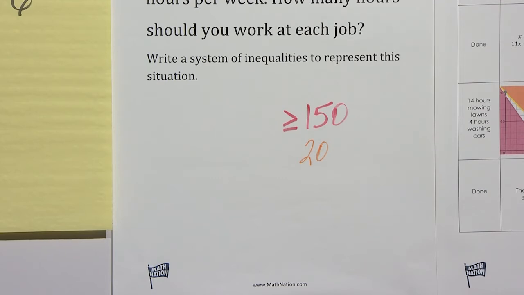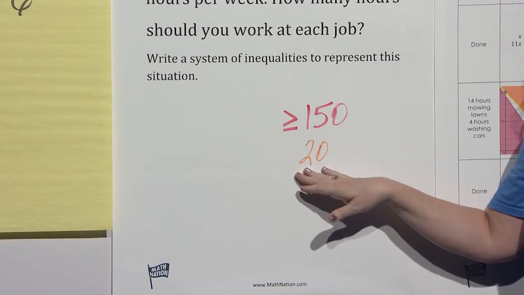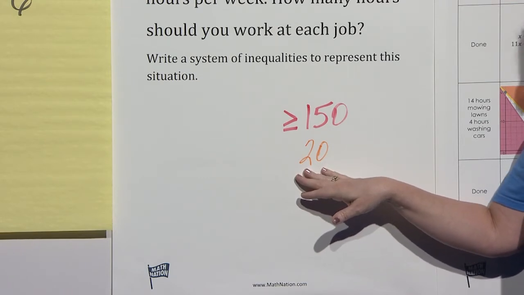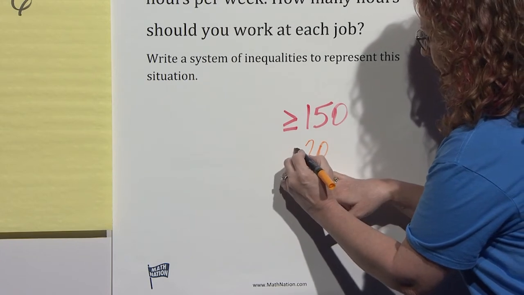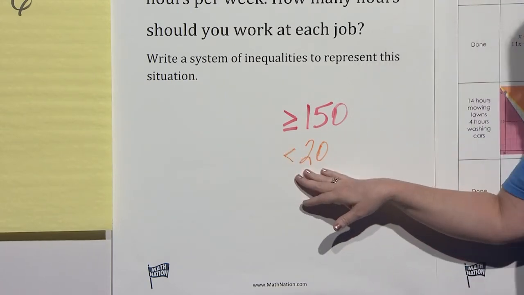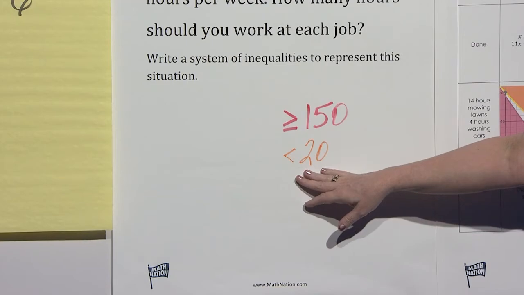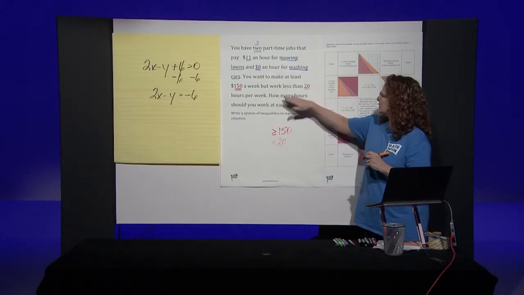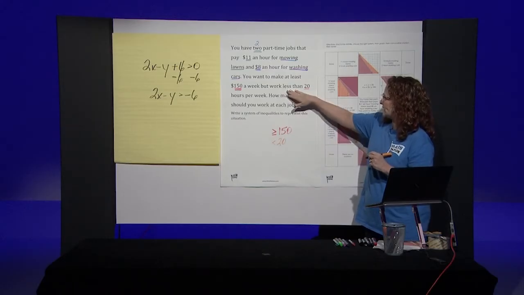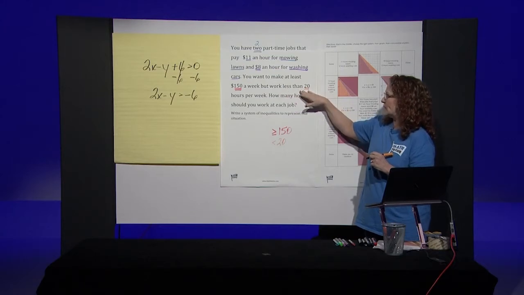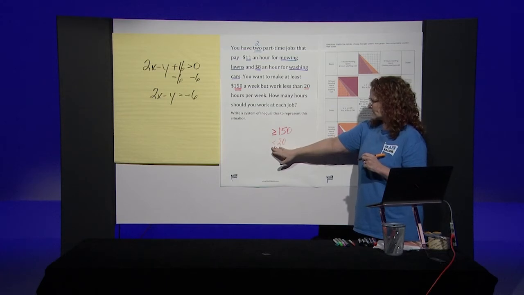Now, am I going to have a greater than sign or a less than sign? Am I going to work more than 20 hours or less than 20 hours? I heard you. You said less than. Good job. So less than 20 hours. And let's look back up in our problem. Less than 20 hours does not mean that 20 would be included. It would mean less than. So that is our correct sign.